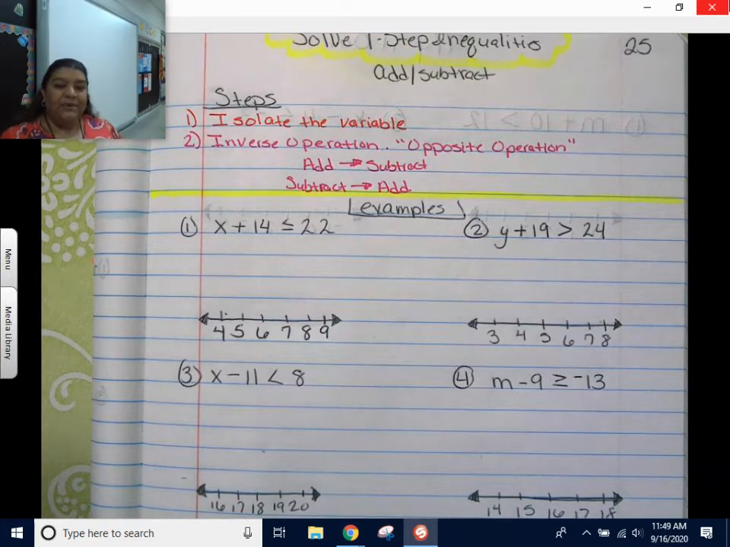Go ahead and press pause, copy down your examples. Make sure you leave yourself enough room because we are solving and graphing today. So go ahead and press pause, and we'll see you in a bit.